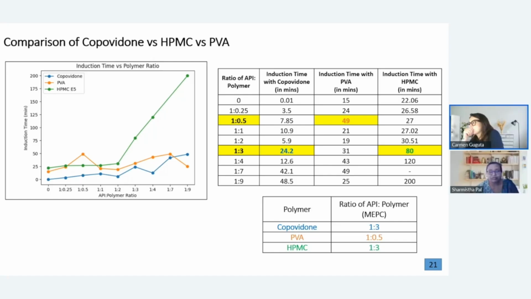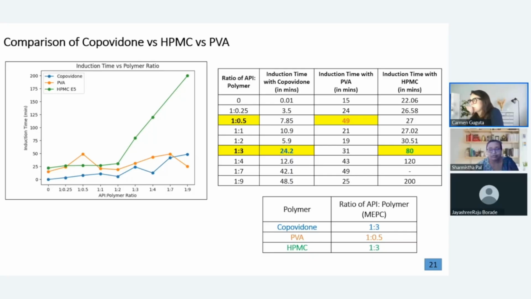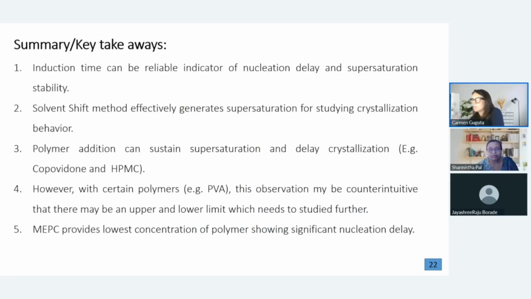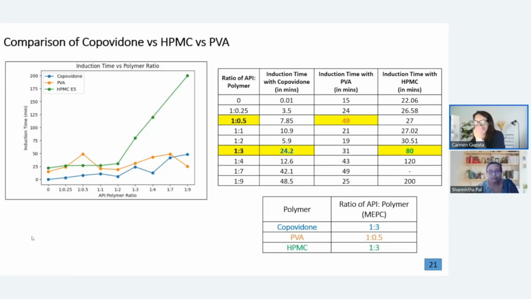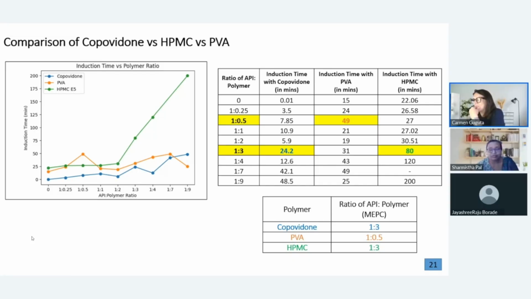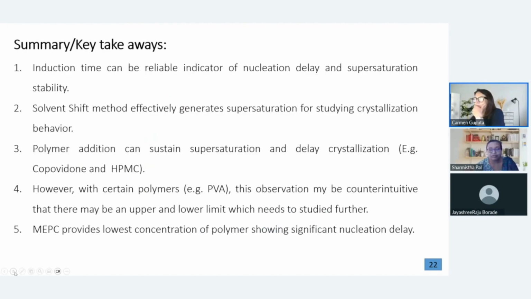to nucleation promotion. So overall, copovidone and HPMC are effective crystallization inhibitors, while PVA shows concentration-dependent dual behavior, making 1:0.5 its optimal MEPC, but there may be an upper and lower limit which needs to be investigated further. Let's go to the next slide.